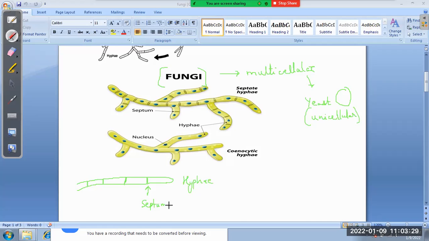If there's a septum in between, then it looks as if there is one nucleus in every cell. Can you see here? Because of a septum, it looks as if there is a single nucleus. Any hyphae that has a septum, we call a septate hyphae. You got this point? And this septate hyphae is uninucleated. What is the meaning of uninucleated? One nucleus in every cell, isn't it? Got it?